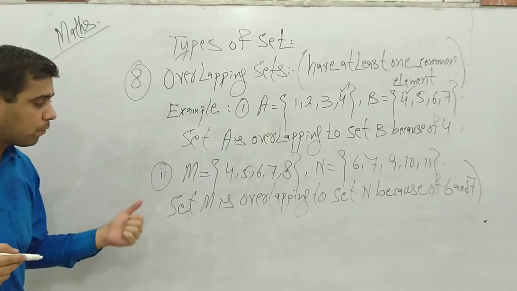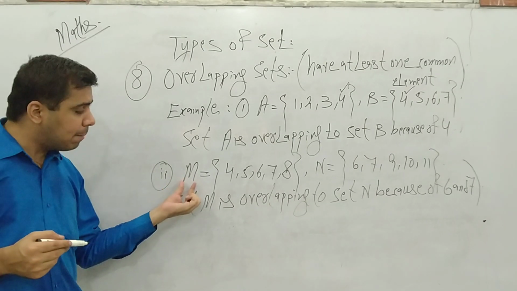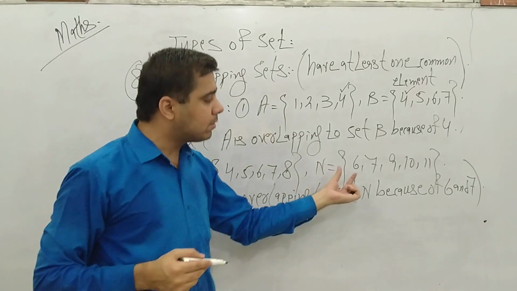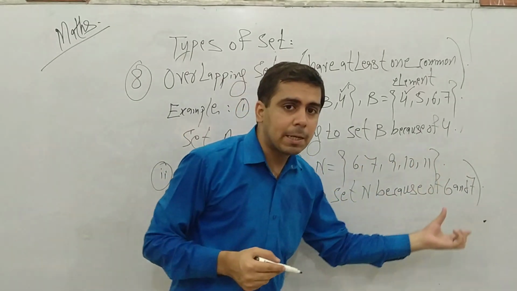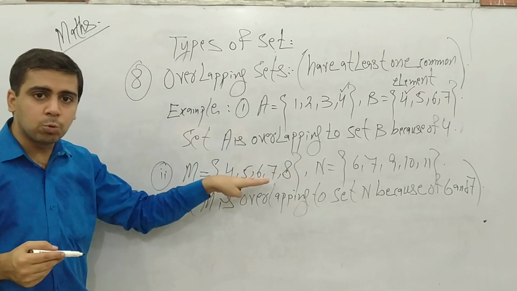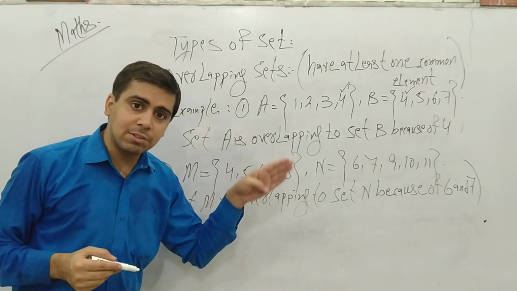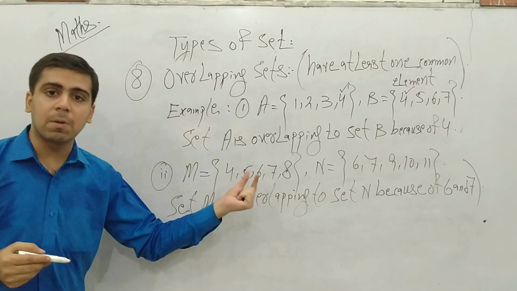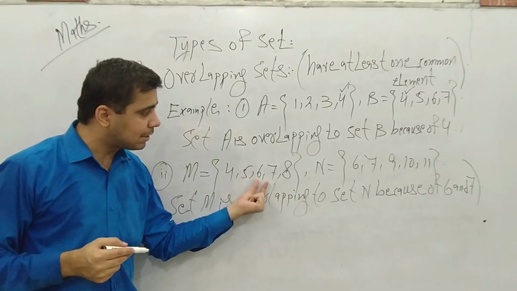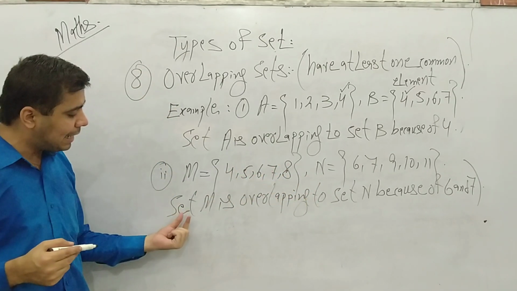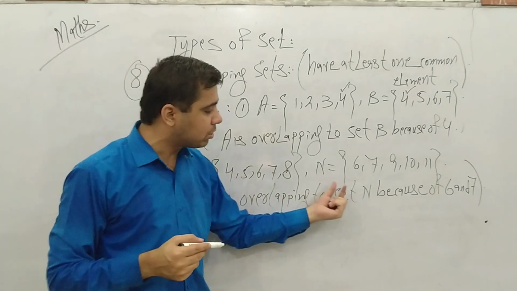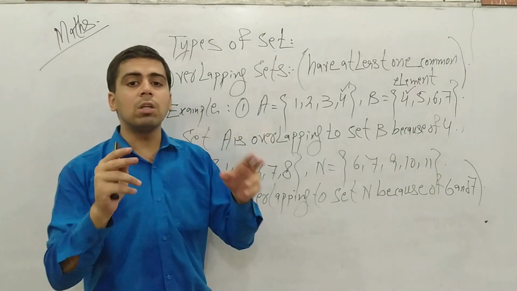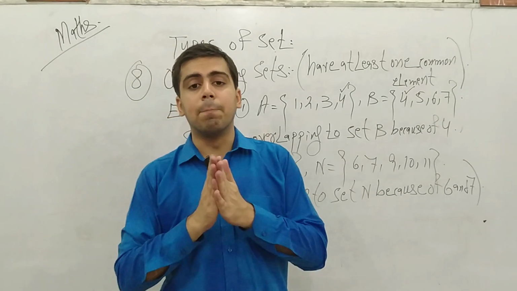See another example of overlapping sets: set A equals {4, 5, 6, 7, 8}, and N's elements are {6, 7, 9, 10, 11}. Now, can we call these two sets overlapping sets? My students, yes, we can, because there are some common elements, which are 6 and 7. So we will write set A is overlapping to set N because of 6 and 7. And 6 and 7 were the only two elements common in both sets.